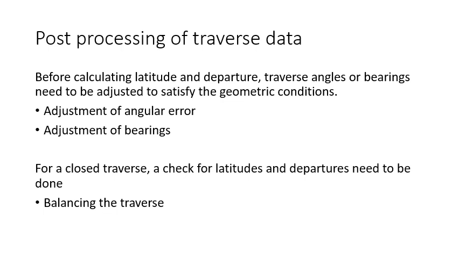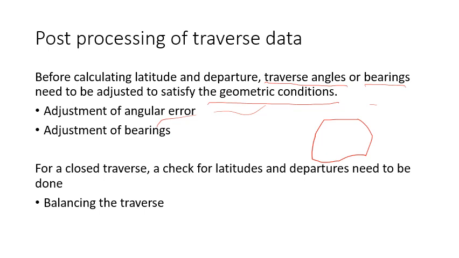Okay. So once you have collected the data from the field, you might have collected the angles or you might have collected the bearings. Then before calculating the latitude and departure, you have to adjust. You have to go for corrections in traverse angles or bearings as the case may be. And that is to be done to satisfy the geometric conditions, because in a closed traverse you will be having a polygon shape, right? So you have to ensure whether the angles or bearings you have collected are ensuring the proper shape.